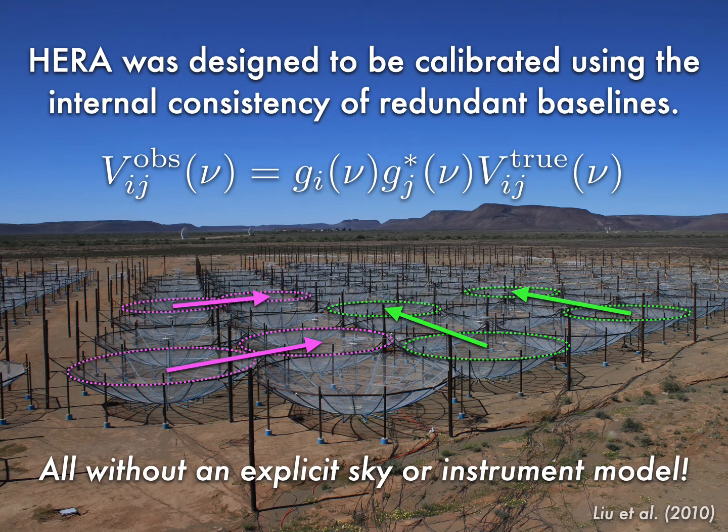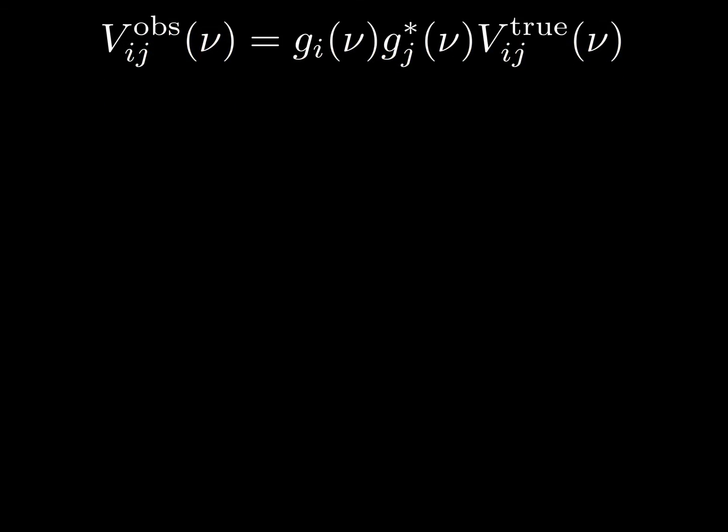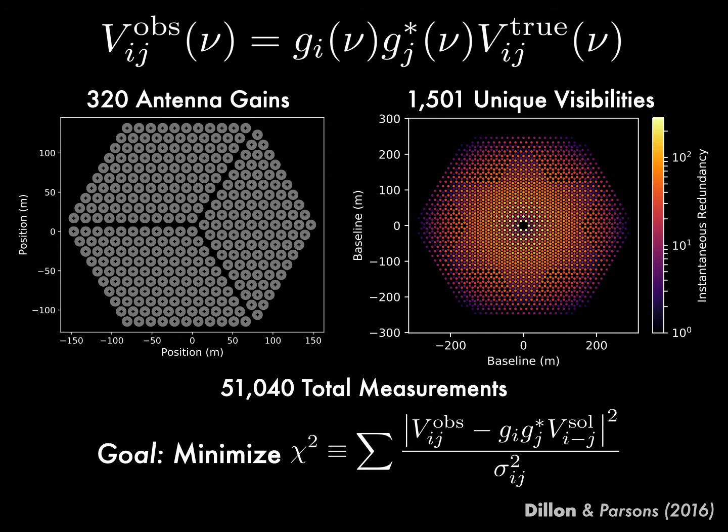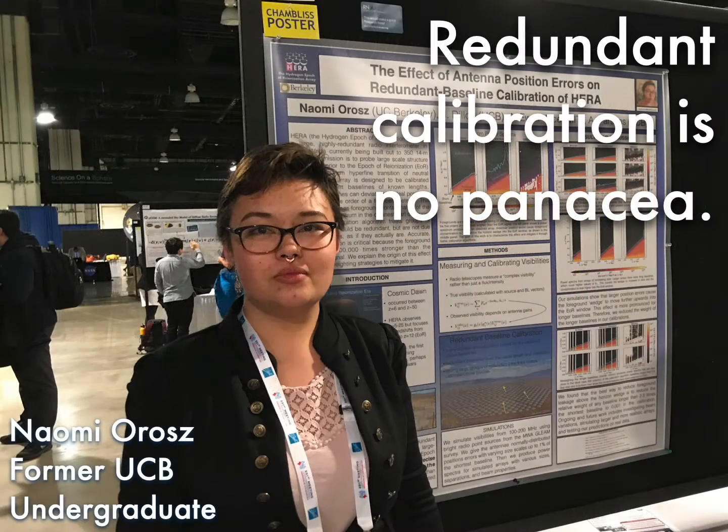So without using any kind of sky or instrument model, what we do is we say, okay, we have, say, 320 antennas in the core of HERA, which gives us 1,500 unique visibilities because we've measured the same visibility over and over and over. There are 51,000 total measurements, but many fewer free parameters. So it's a giant overdetermined system of equations, and the goal is just to minimize chi-squared. We want to solve for our gains and our unique visibilities simultaneously in order to calibrate. And now that's not a perfect thing either.